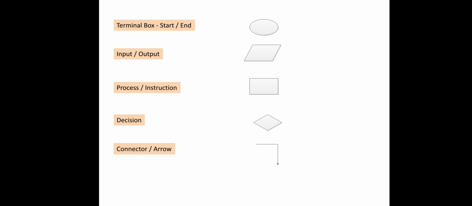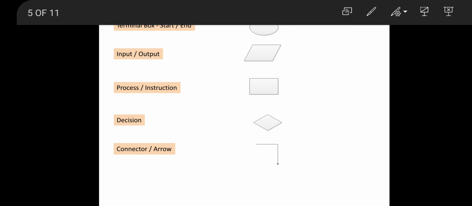These are the symbols used in flowchart. Terminal boxes, which are oval shaped, are used at the start and end of the flowchart. Input and output is expressed by the parallelogram. Processes and instructions are demonstrated in a rectangular box. The decisions are mentioned in the diamond shaped box, and the arrow lines represent the flow of the program.